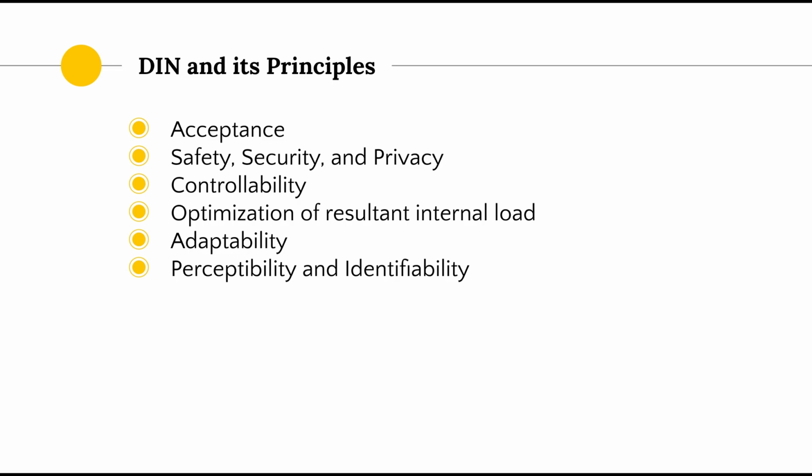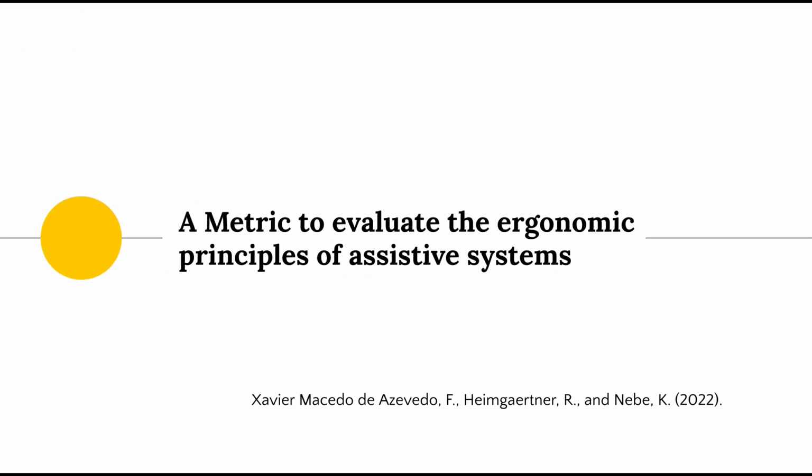There is this question: how do you measure them? How to know if a system is fulfilling these principles? Can we call a system usable or ergonomic based on this document? In 2022, a paper was published that introduced a metric to do so. It is named a metric to evaluate the ergonomic principles of assistive systems, which introduces a questionnaire with 110 questions about each principle and their dimensions.